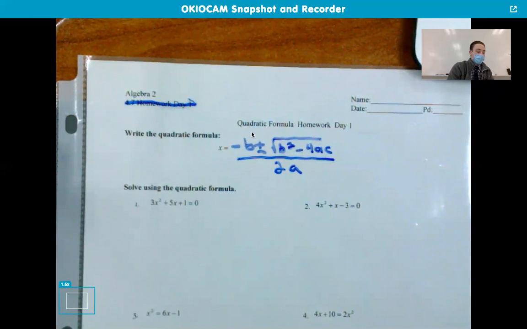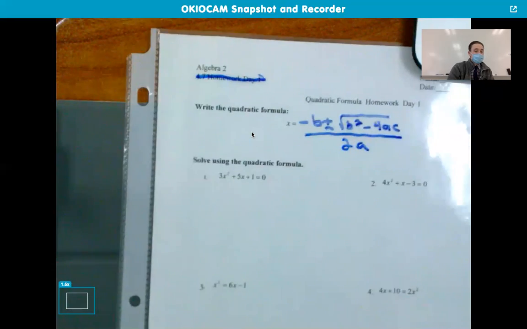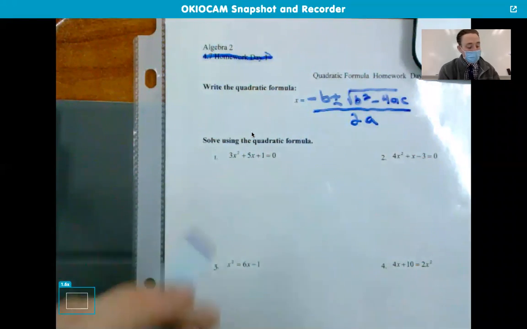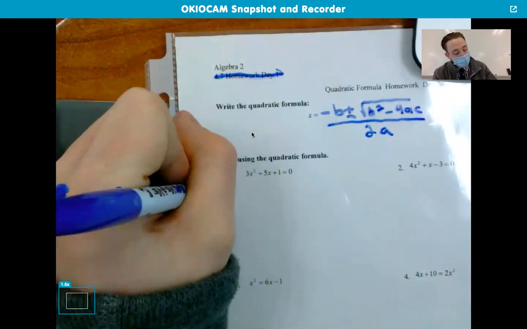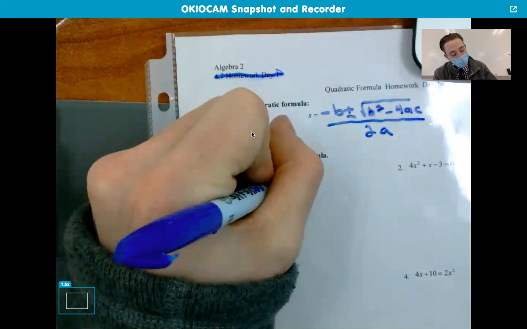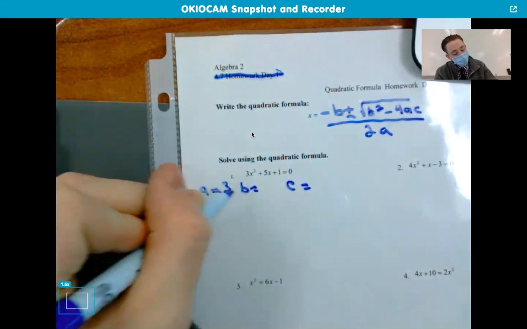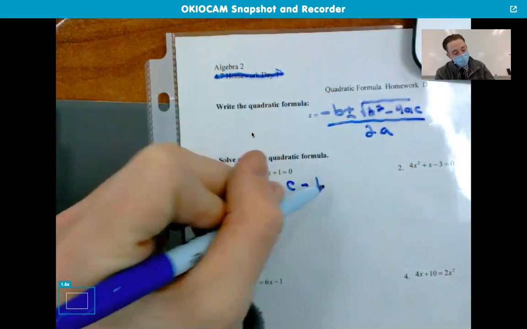Okay. First thing we always want to make sure that we have is our equation set equal to 0. So we're going to go through everything on the first page today. In number 1, my equation is set equal to 0. I can just go down and list what my A, B, and C values are. I know A is the number in front of x squared, B is the number in front of x, and C is that constant term. So if I look at this particular equation, what are my A, B, and C values? 3, 5, and 1. Good. 3, 5, and 1.